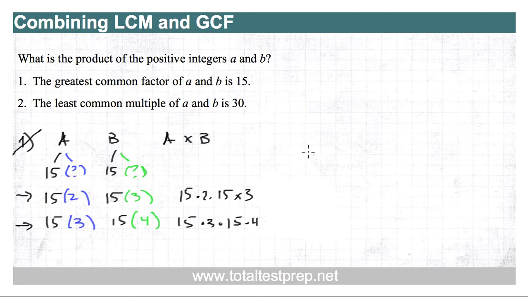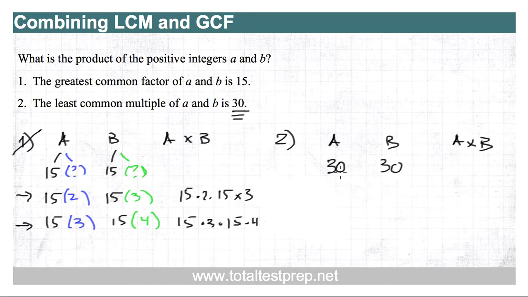Statement number two tells us that the least common multiple of a and b is 30. So again, let's test some numbers out. What we're looking for is two numbers whose least common multiple is 30. This is a little bit more difficult to just pick some numbers that fit. However, if you're told the least common multiple of two numbers and you want to come up with some numbers that give you that least common multiple, a good strategy is just to pick the least common multiple itself.